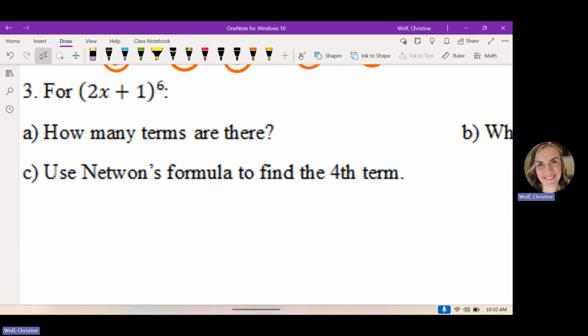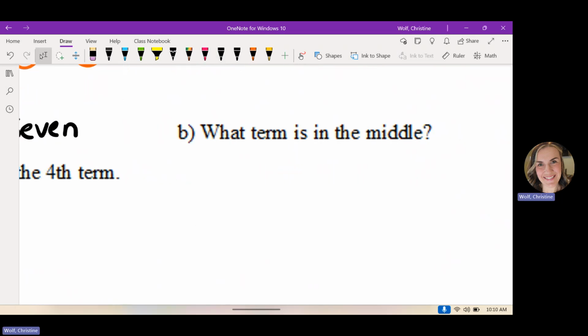So the first thing I want you to tell me, A, is how many terms would there be? You tell me. How many terms would there be if my exponent is 6? 7. There is always one more term than what the exponent is. So we know once we expand that and FOIL that out and simplify it, there would be 7 terms. Okay, cool. B. What term is in the middle? So what they're asking, if we have 7 terms, 1, 2, 3, 4, 5, 6, 7, which one's the median or the middle? So the 4th term would be the guy in the middle.